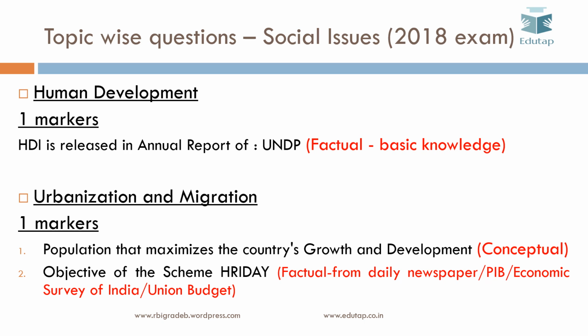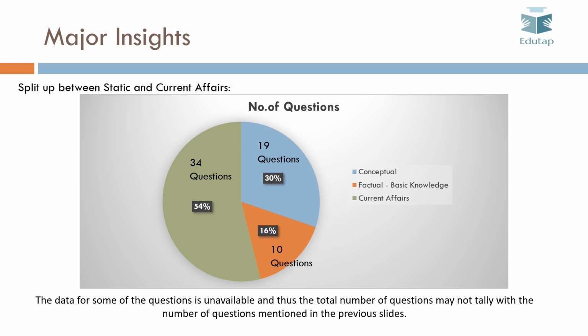Then talking about human development, friends. A 1 marker question: the HDI annual report is released by UNDP, a very basic question, the first thing you would know when you start reading the human development chapter. Then you have urbanization and migration. A 1 marker question regarding the population that maximizes the country's growth and development. It's a conceptual question, optimal population. Then there is the objective of the scheme Hidayah. Again, just an objective was asked under 1 marker, right? So friends, just a disclaimer here that one or two questions we were not able to pen down, so you might not get in the discussion the exact number of questions, that is 65.